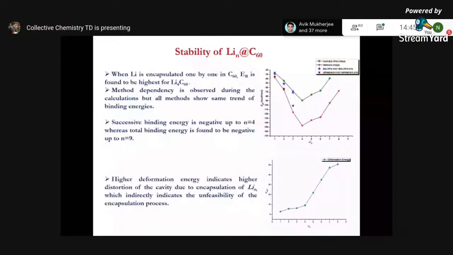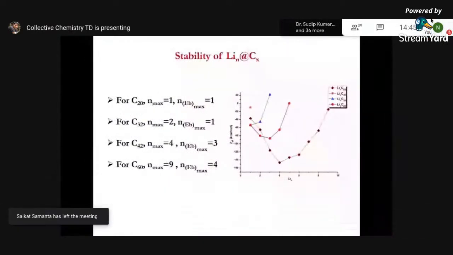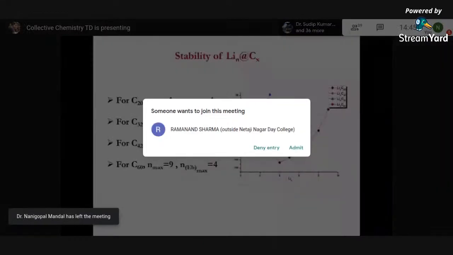This is the deformation energy. Deformation energy means how the fullerene surface is perturbed after encapsulating lithium. We observe that up to n equals 4, that is this one, the perturbation is not so much. After that the perturbation increases steeply, so it means up to n equals 4 it remains stable. Now, for C20, we can encapsulate a maximum of 1 lithium.